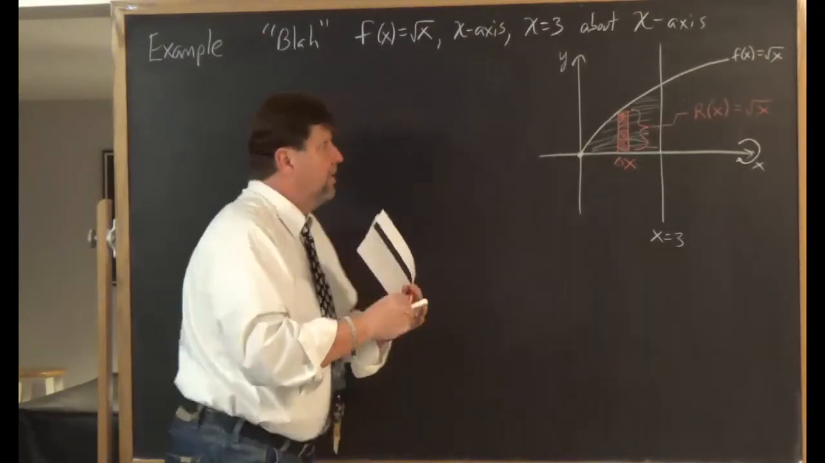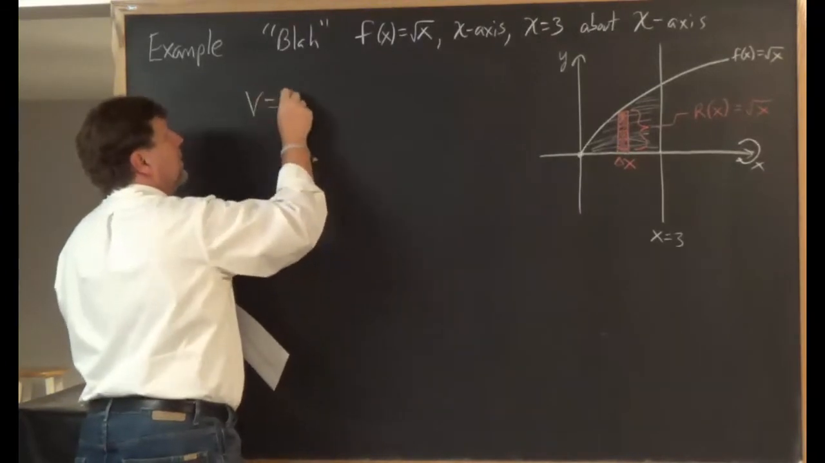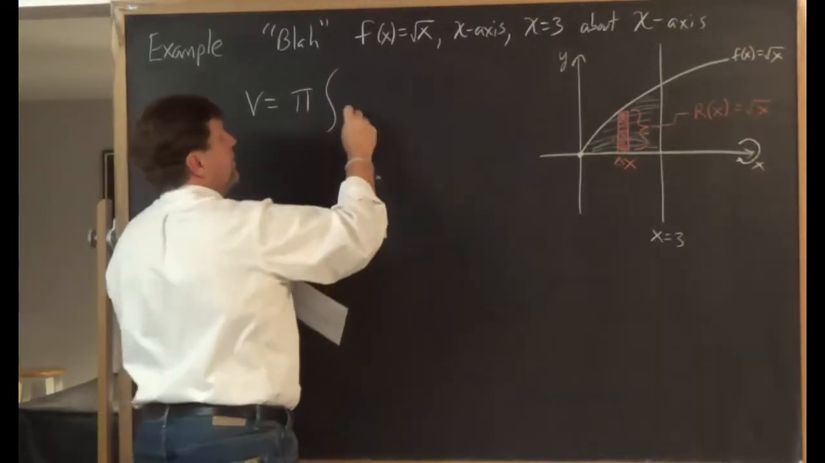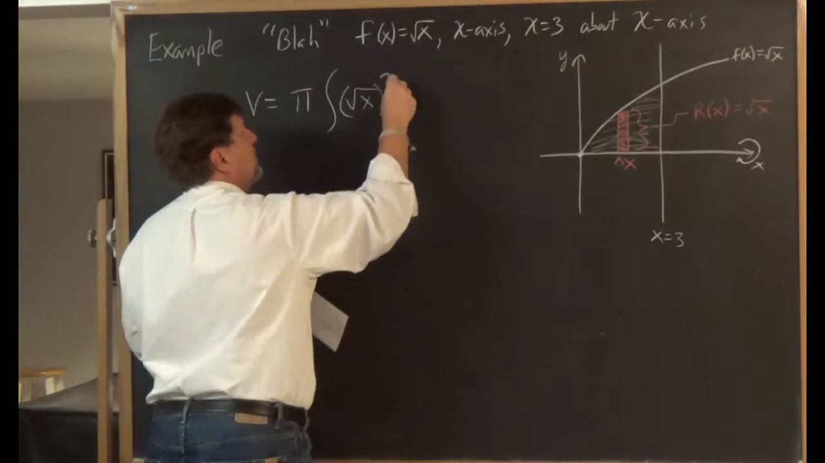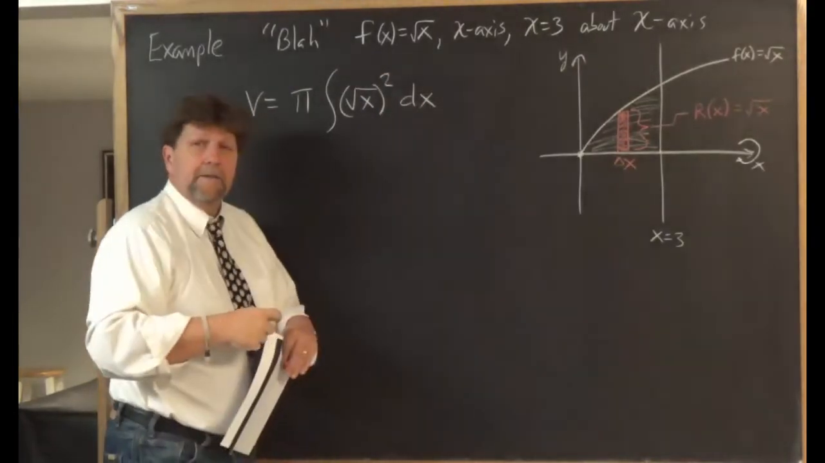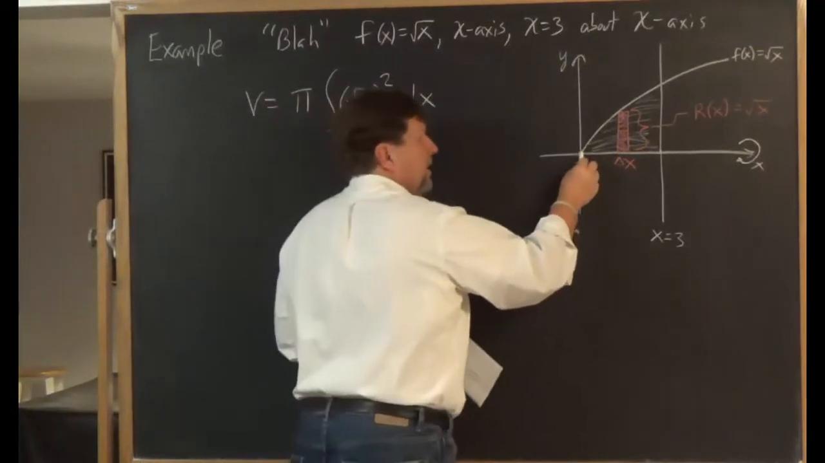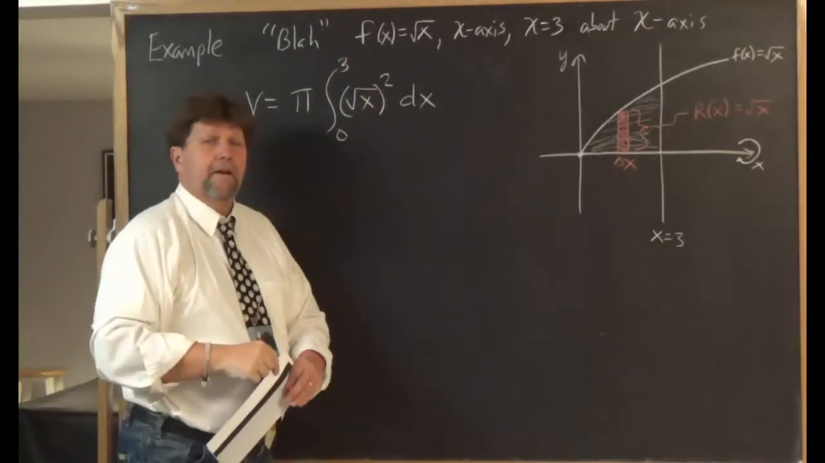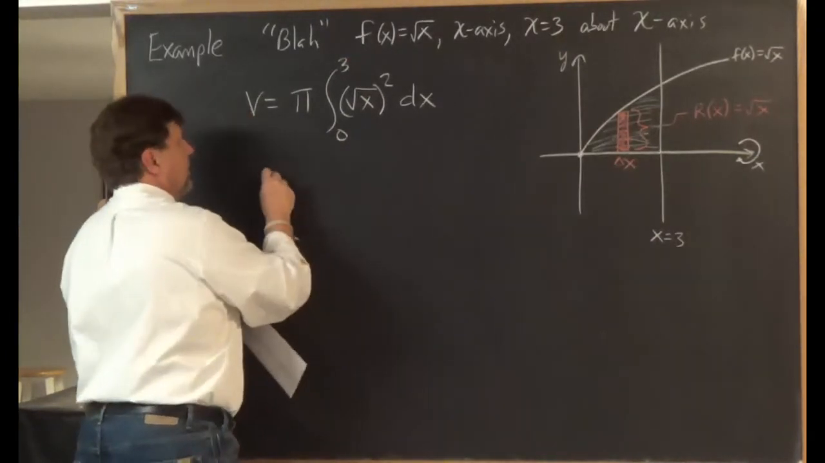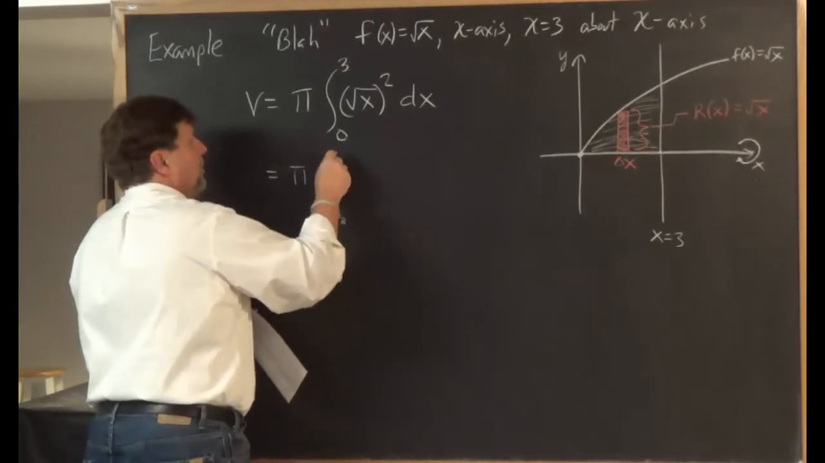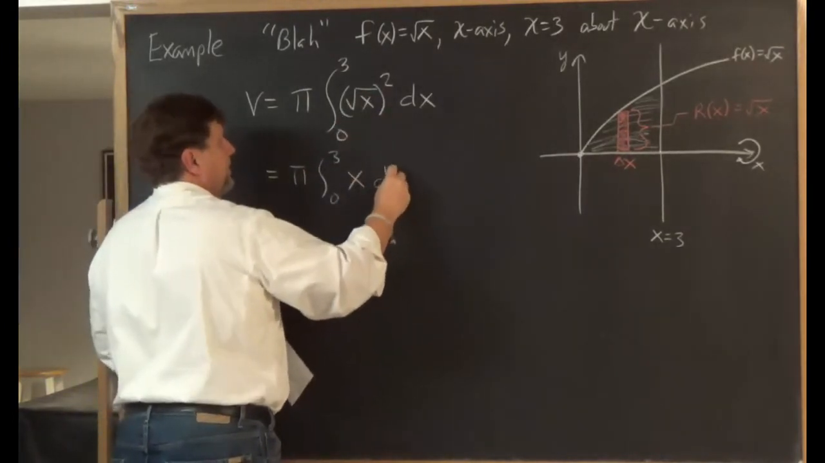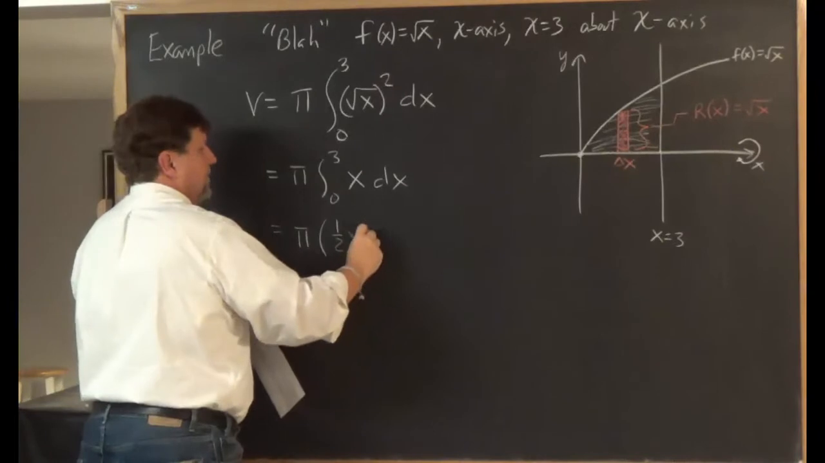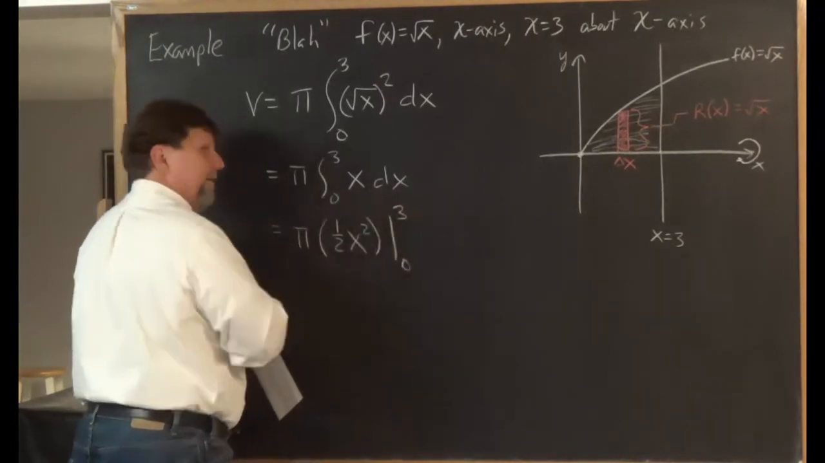So then to find the volume, it's pi r squared. Pi, the radius of that circular face, square root x squared dx. The limits of integration, well, 0 to 3. Now we just do it. When you take the square root of x and square it, you get x. The antiderivative for x is just 1/2 x squared. Evaluate that from 0 to 3.